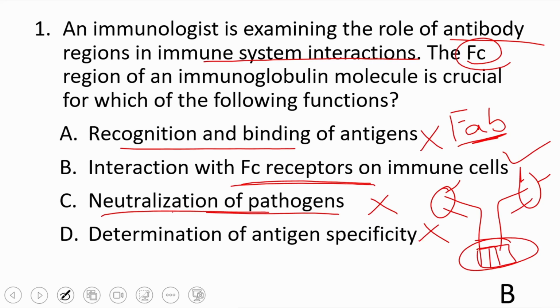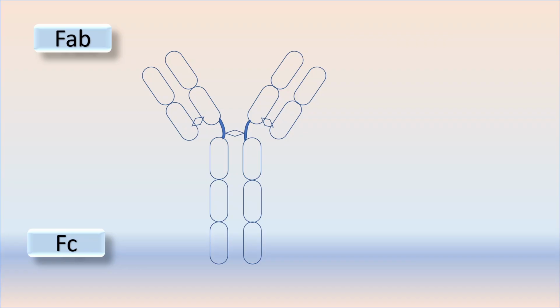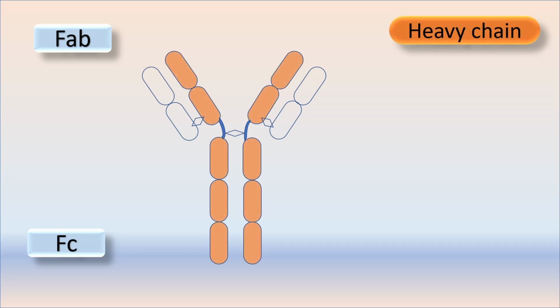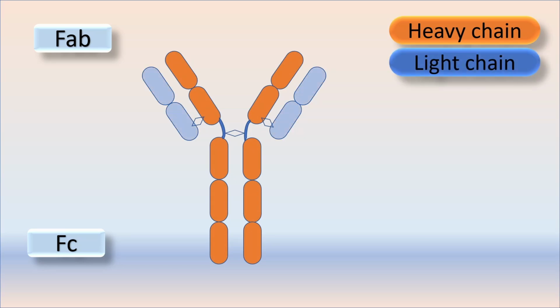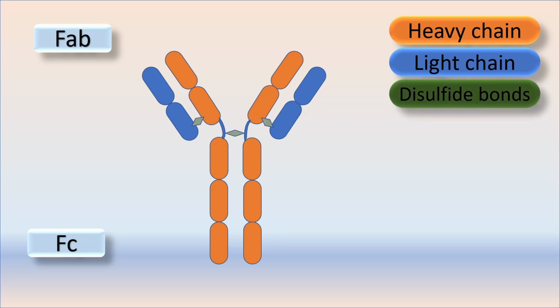So generally antibody have different components. This large structure is a heavy chain and the small structure is a light chain. So an antibody molecule has a heavy chain and a light chain, and this heavy chain and light chain are connected with each other by a disulfide bond, and there are also globular regions within the heavy chain and light chain which are connected with a disulfide bond.